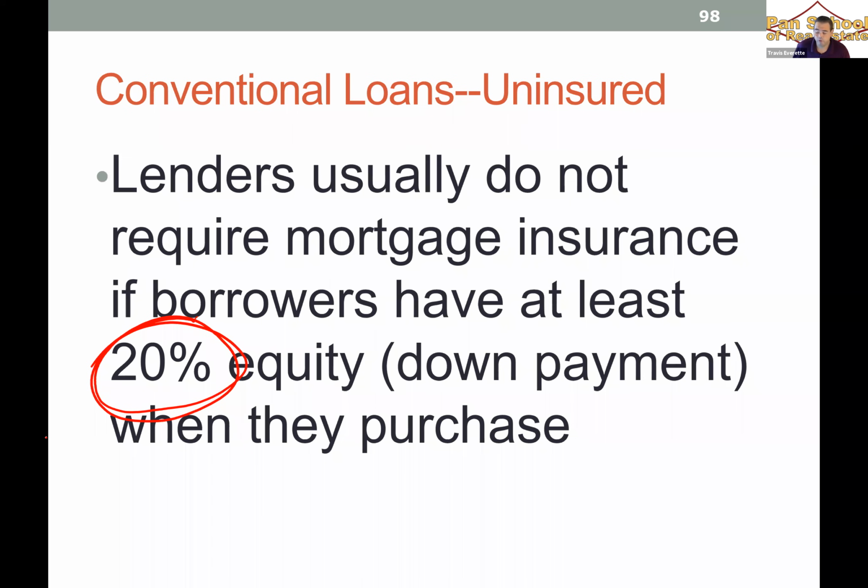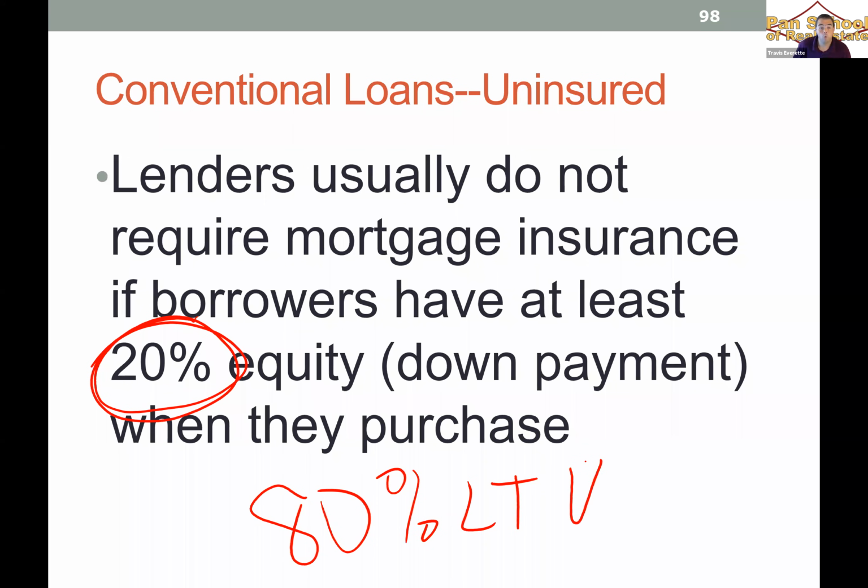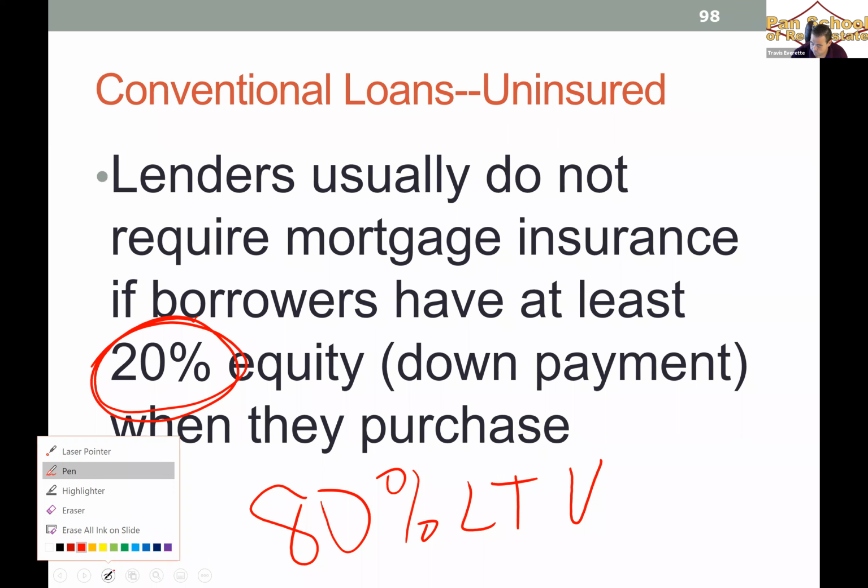20% equity. Well, give me the loan side of that. If we have 20% equity or somebody's putting 20% down, what are we letting them borrow? 80%. So these people would be at 80% loan to value, LTV, or lower: 80%, 75%, 70% loan to value. When that's true, we usually call this an uninsured loan.